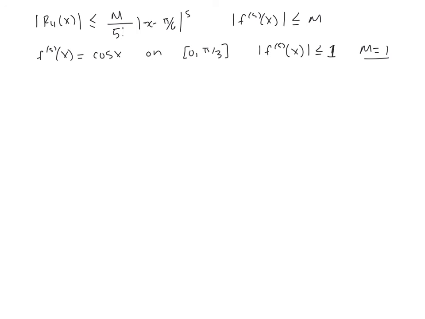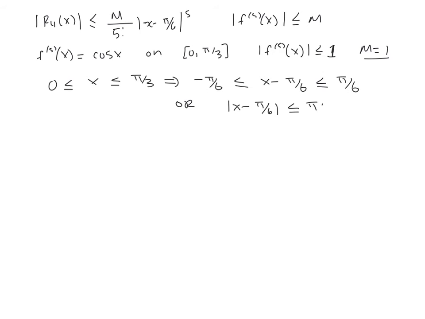Now we need to figure out what to do about that x minus pi/6. Well, we have the interval 0 is less than or equal to x, which is less than or equal to pi/3. Taking away pi/6, that gives us negative pi/6 is less than or equal to x minus pi/6, which is less than or equal to positive pi/6. In other words, the absolute value of x minus pi/6 is less than or equal to pi/6.